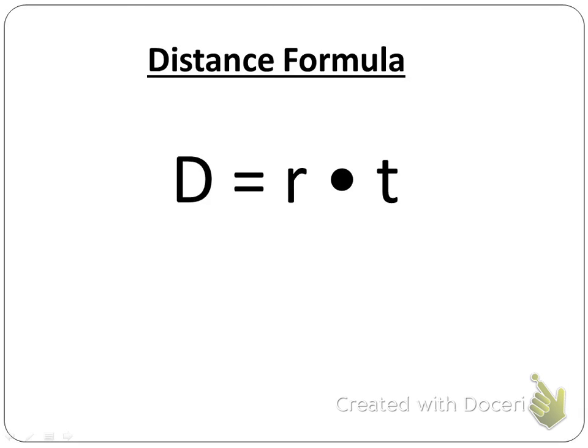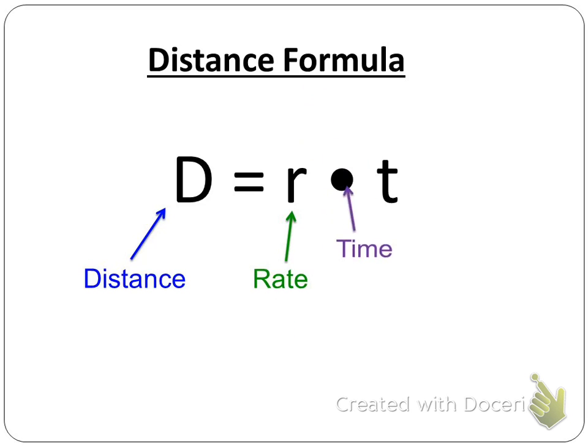The first thing we need to talk about is the distance formula. So write this in your notes. Off to the right, you have a big space. Write this: D equals R times T. This stands for distance equals rate times time. So the D is distance, the R is rate, and the T is time. Any questions so far?